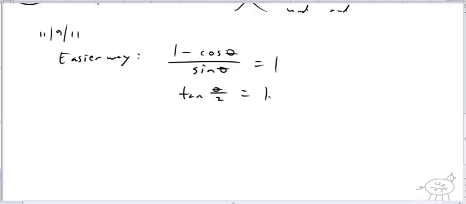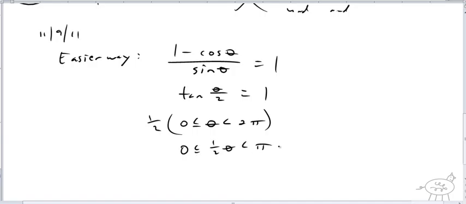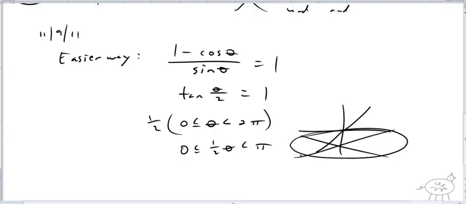So I can set this up as tangent, right, theta is between 0 and 2 pi. So if I multiply this by 1/2, I get 0 less than or equal to 1/2 theta less than pi. Well, how many answers do I have? Isn't tangent 1 here and here? And this is no good down here, right? Because it's not between 0 and pi. So I truly get theta over 2, or 1/2 theta, is equal to pi over 4, which is my answer right here, right? And then I multiply by 2, I get theta is equal to pi over 2. Okay? So that's it.